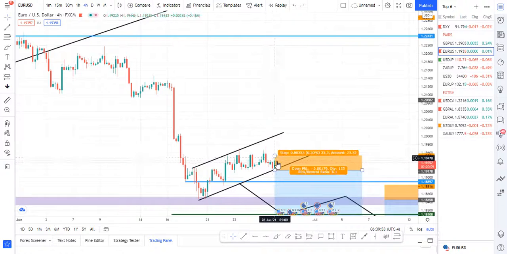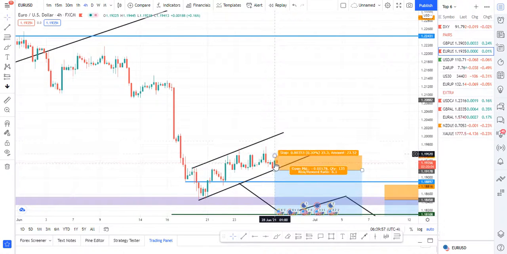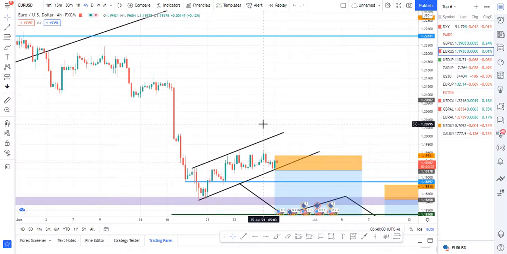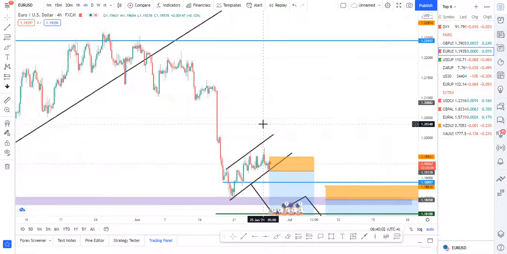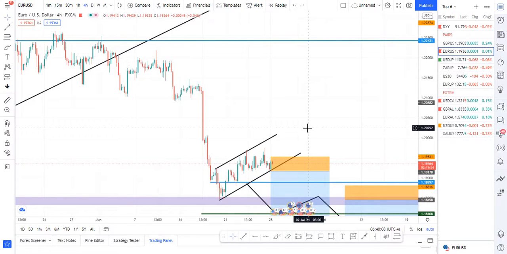Or if you're a scalper, you could buy it until here. You could buy now and go there, but I'm seeing this as a correction, so I want to sell it. And also I want to sell it with the right pip amount. I don't want to risk more than 50 pips, guys. For me, 50 pips is uncomfortable.